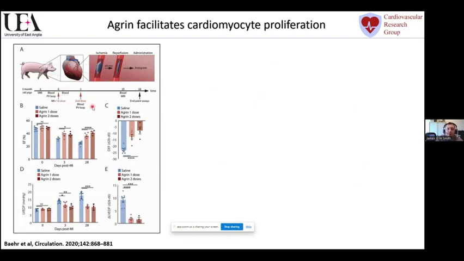So in this follow-on paper, the authors took a pig myocardial infarction model. So they basically induced a heart attack in pigs, and they showed that either a single dose of agrin or a double dose of agrin was sufficient to induce cardiomyocyte proliferation, which actually restored a level of functional capacity of the heart. So it was really exciting findings for the field.